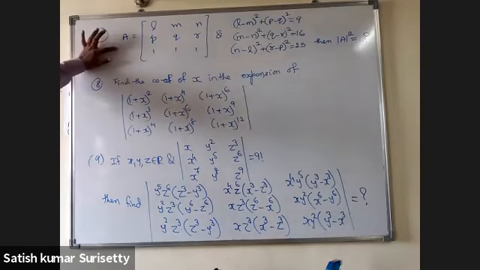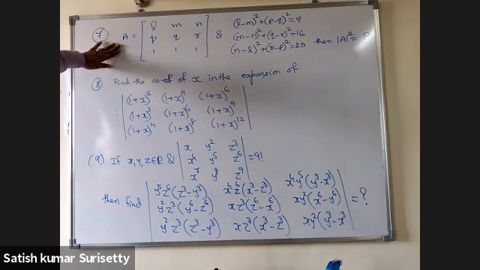A is a 3 by 3 matrix. First row L, M, N; P, Q, R are 1 by 1, 1, 1. And (L minus M) whole square plus (P minus Q) whole square equals 9. (M minus N) whole square plus (Q minus R) whole square equals 16. (N minus L) whole square plus (R minus P) whole square equals 25. Then the determinant of A whole square you have to calculate.